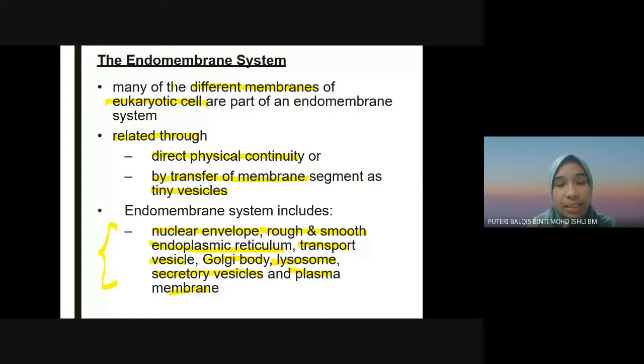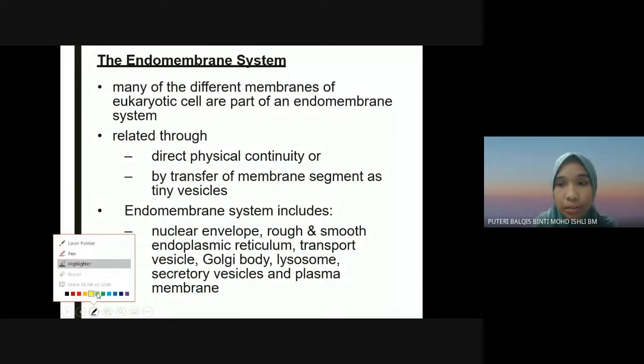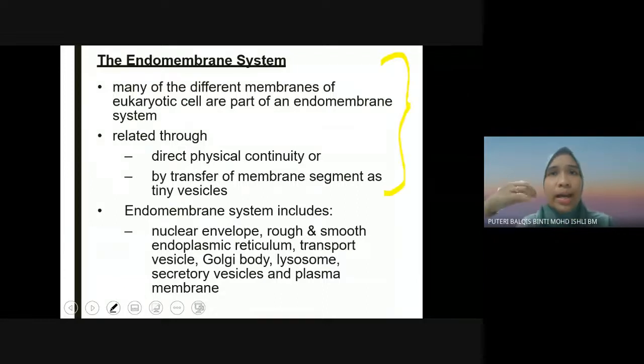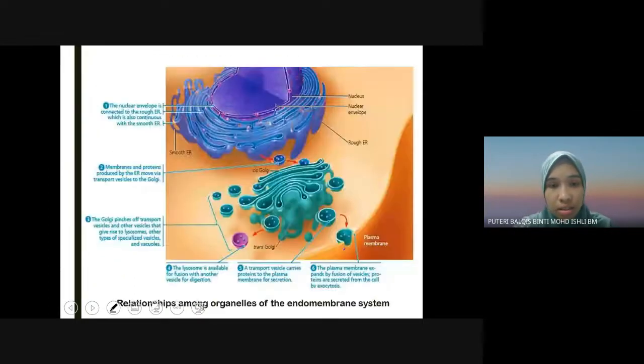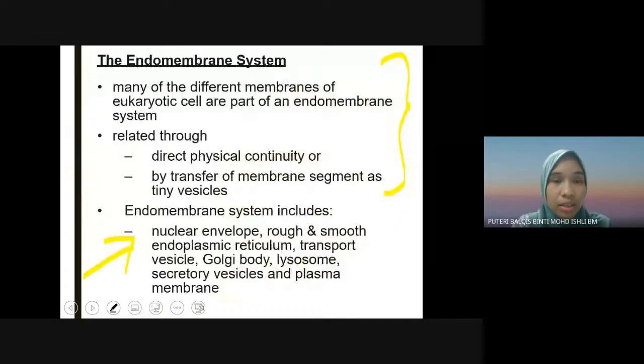Okay, kalau you nak cakap what is the endomembrane system, you explain this point. Okay, yang ni. Sekejap saya padam dulu. Okay, clear. Alright, you explain this point. You define what is endomembrane system, and then you state what are the organelles involved. Okay, organelles involved. And then itu sajalah. Define and then state the organelle involved.